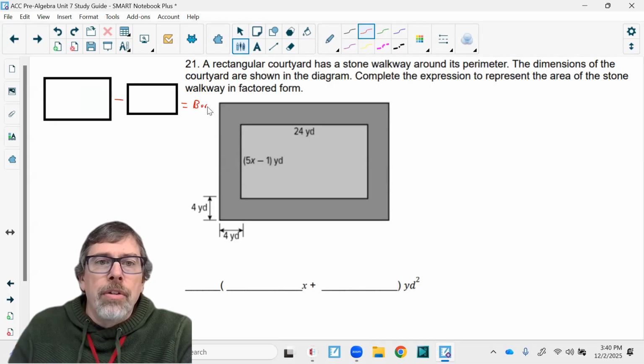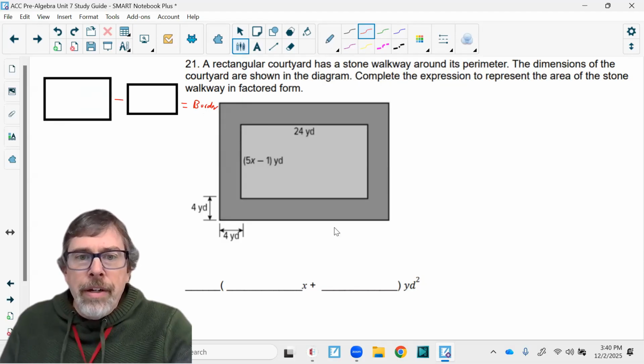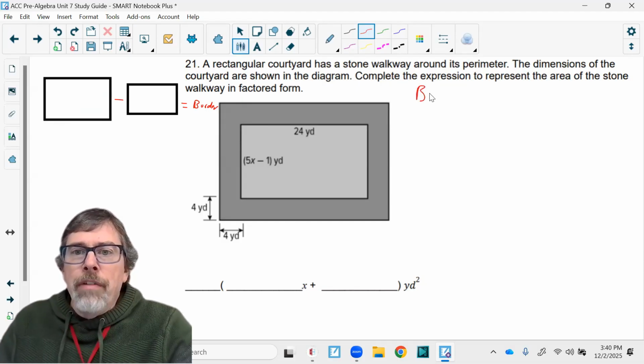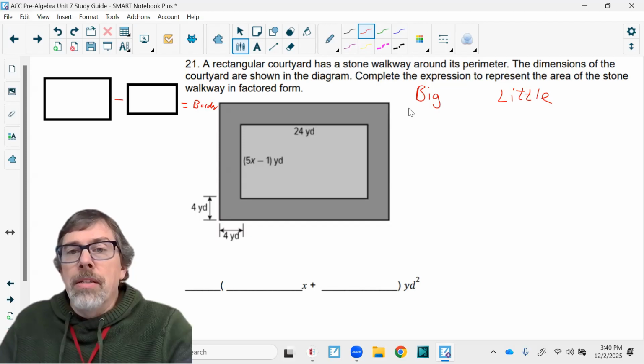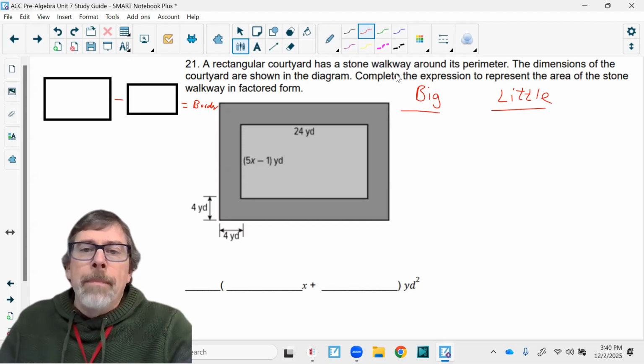Okay, and that's just our little note. Okay, so I want to find the area of the big one and the area of the little. So I'm going to write big for the big area, just to keep track of this, and little for the inside. Or I could call them inside and outside. Either way. Okay, so I'm going to work on the little one first.